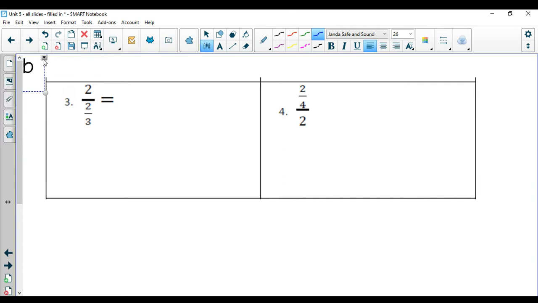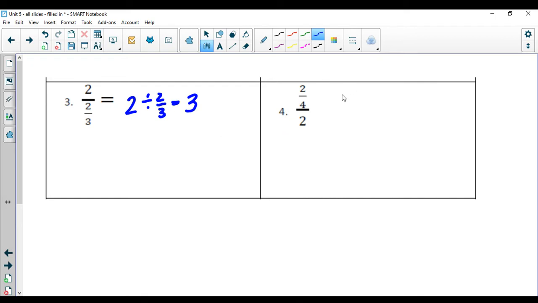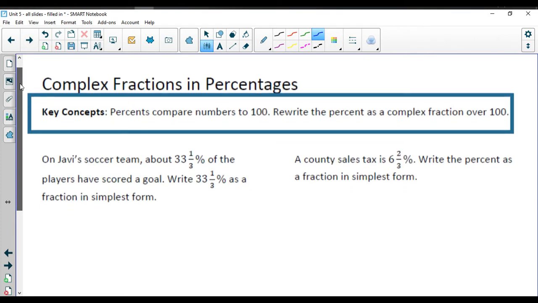In question number 3, we have 2 divided by 2/3. So if I do 2 divided by 2/3 on my calculator, I get 3 as my answer. For the next one, I'm going to have 2/4, which is the numerator, divided by 2, which is your denominator. And doing that gives you 1/4. So that's how you take care of complex fractions.